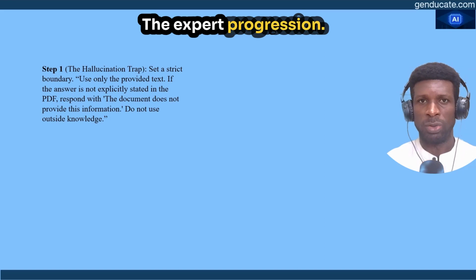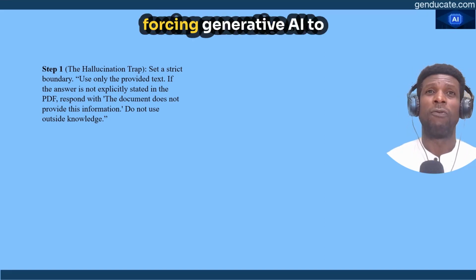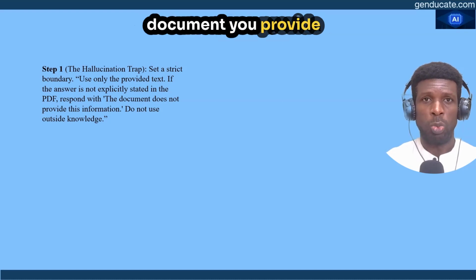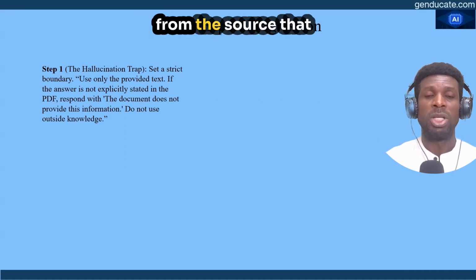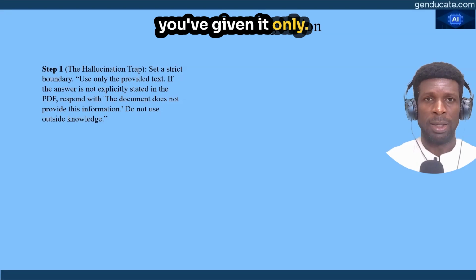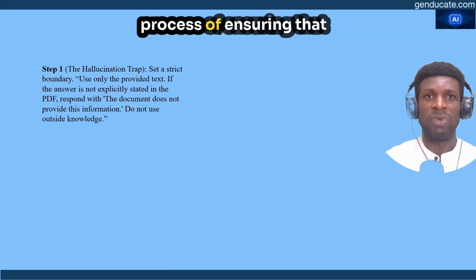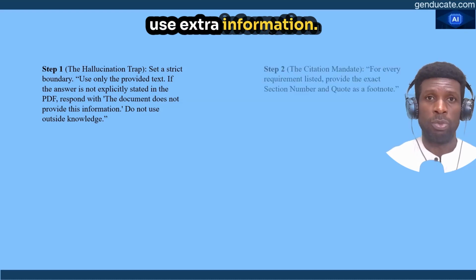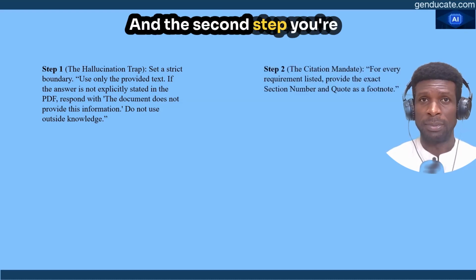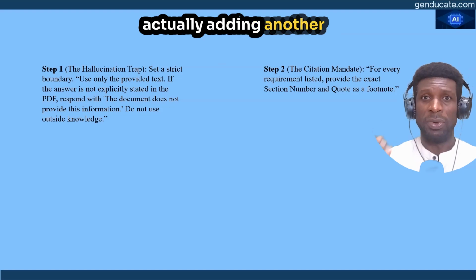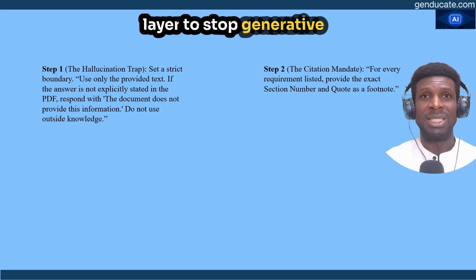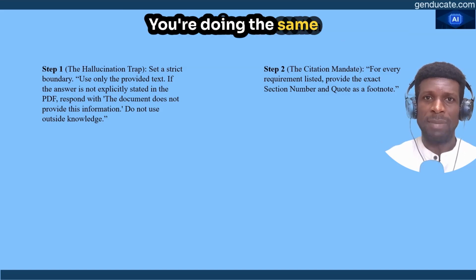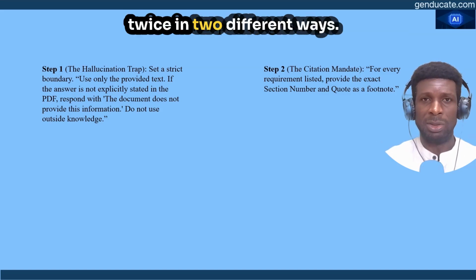The expert progression. The first step, you're forcing generative AI to use information from the document you provide or from the website or from the source that you've given it only. That way, you start a process of ensuring that generative AI does not use extra information. And the second step, you're adding another layer to stop generative AI from making up information or hallucinating. You're doing the same thing, but you're doing it twice in 2 different ways.